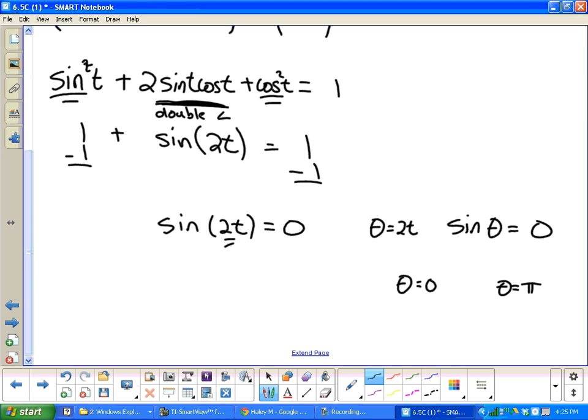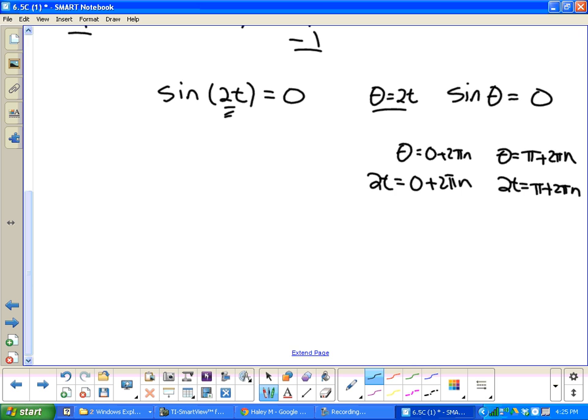Now, again, because we got that nasty coefficient, we're going to have to say plus 2 pi n. Now recall theta was equal to 2t, so we're going to get 2t equals 0 plus 2 pi n, and 2t equals pi plus 2 pi n. Now let's get rid of those 2's, so we're going to divide through by the 2. So we'll get t equals 0 plus, the 2's would cancel, so this would be 0 plus pi n, which is just pi n.